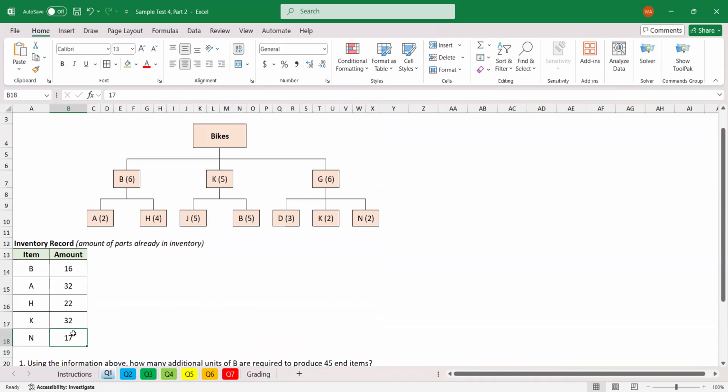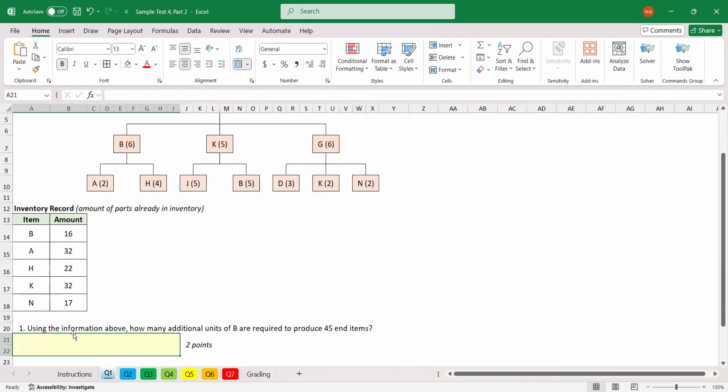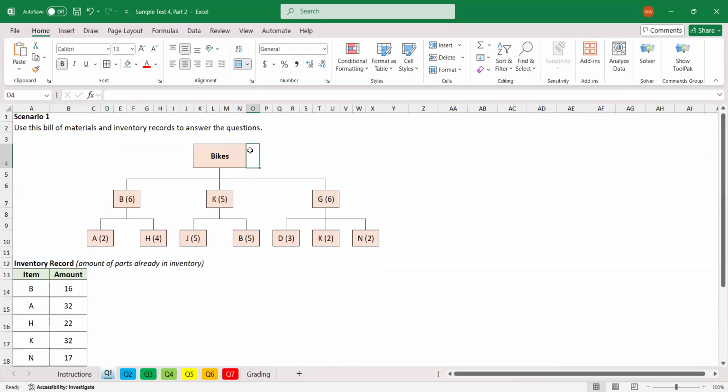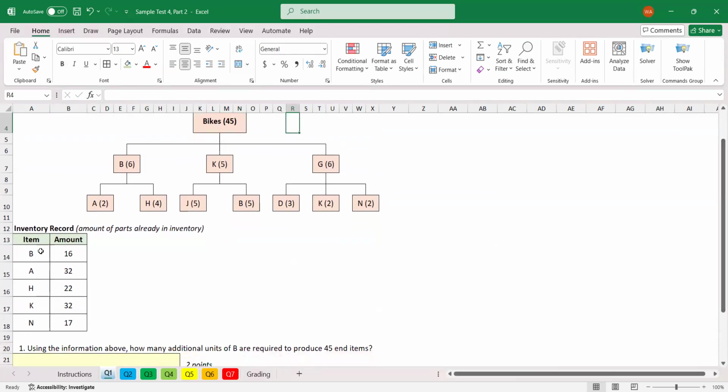The first question that you're going to be answering would be similar to this one here. It says, using the information above, how many additional units of B are required to produce 45 end items? We're going to assume that this question is asking us to produce 45 bikes, and the question is asking how many additional units of B, given that we already have 16 parts of B in the warehouse. I see B over here, and I also see B over here.